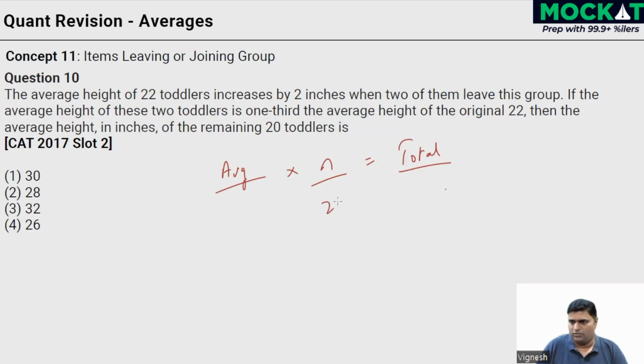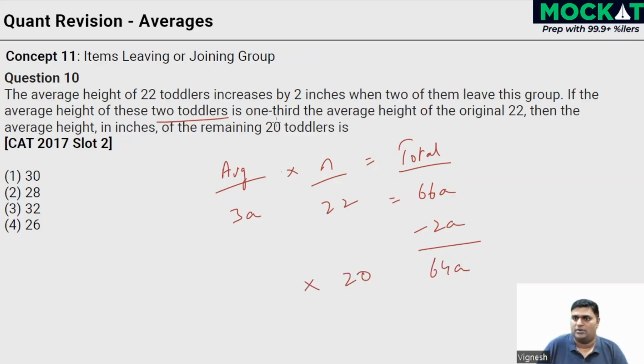We have 22 people over here. The average is not known. But what's given as a connect is that the average height of the two toddlers is 1/3 the average height of the original 22. Original 22 average is 3a. 3a into 22 is going to be 66a. But the two people who are leaving, the average of their height is 1/3 of 3a, which is a.